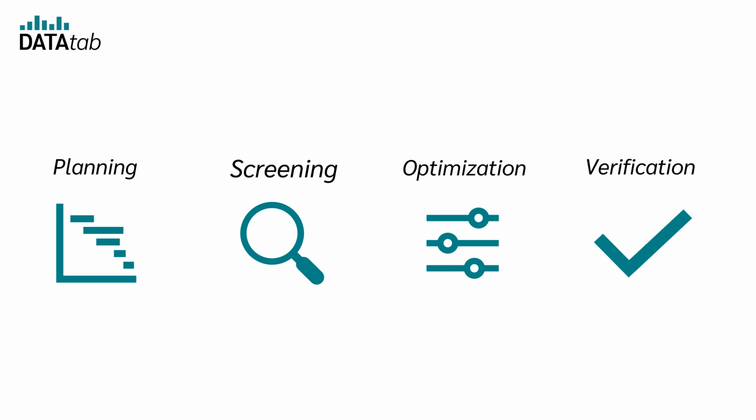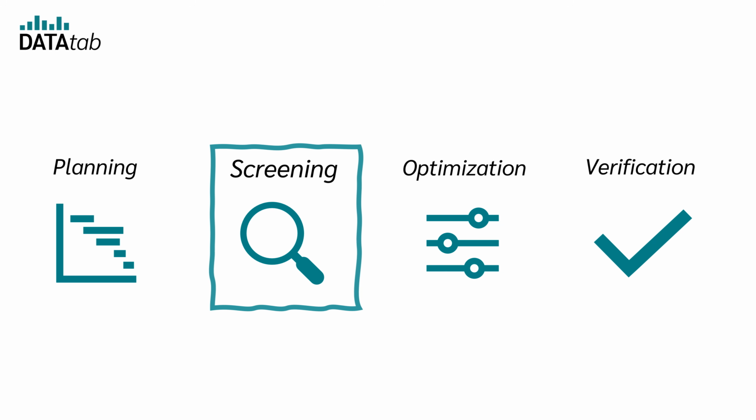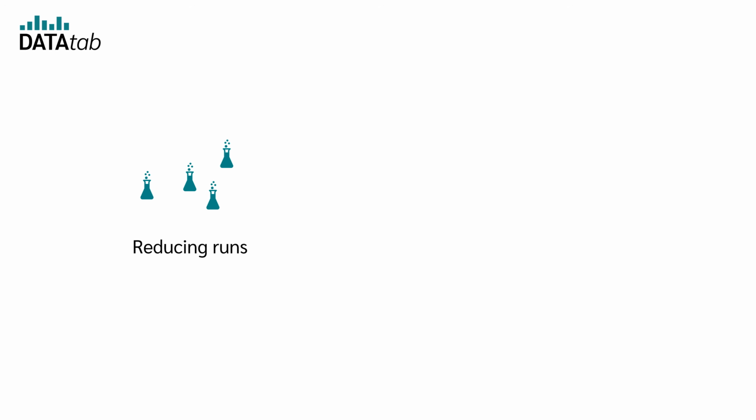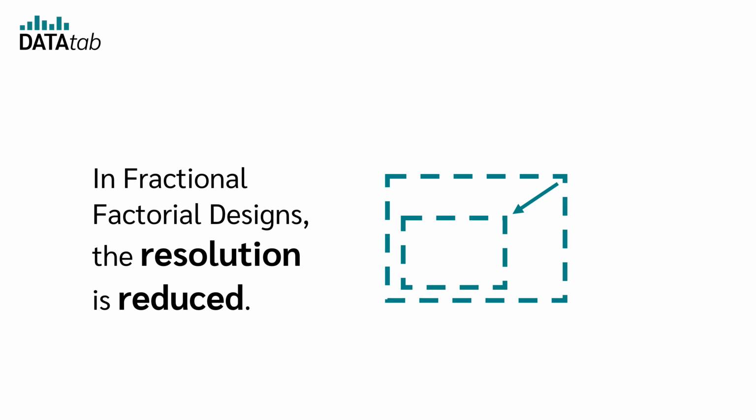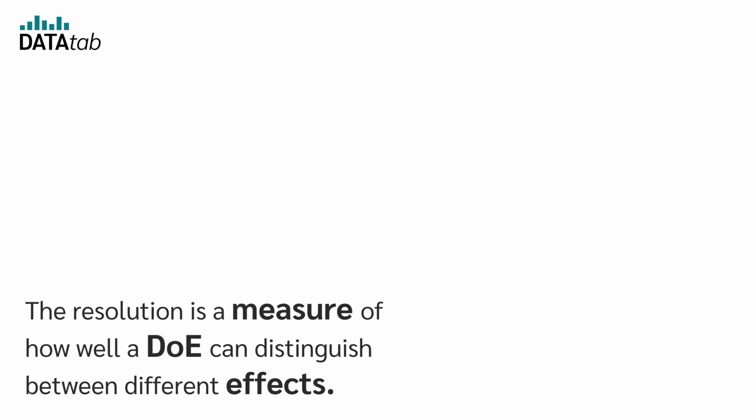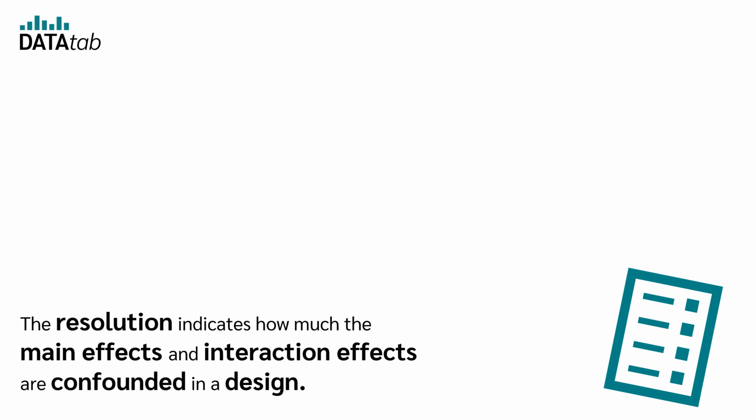The fractional factorial design is used for screening designs, i.e. if you have more than approximately 4 to 6 factors. Of course, reducing the number of runs means reducing information. In fractional factorial designs, the resolution is reduced. What is the resolution? The resolution is a measure of how well a DoE can distinguish between different effects. More precisely, the resolution indicates how much the main effects and interaction effects are confounded in a design.